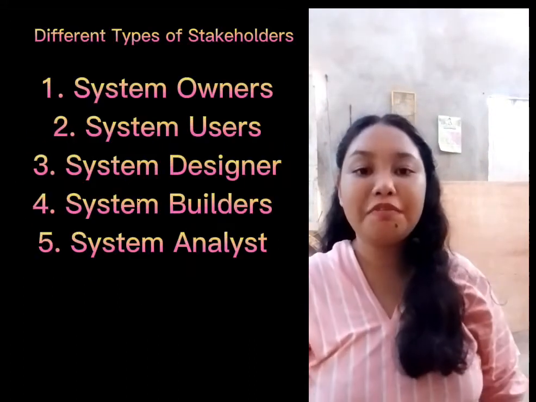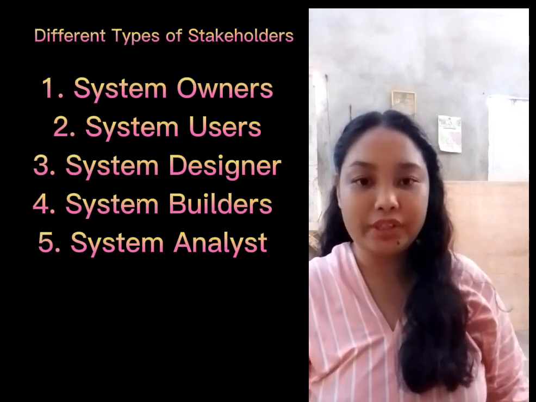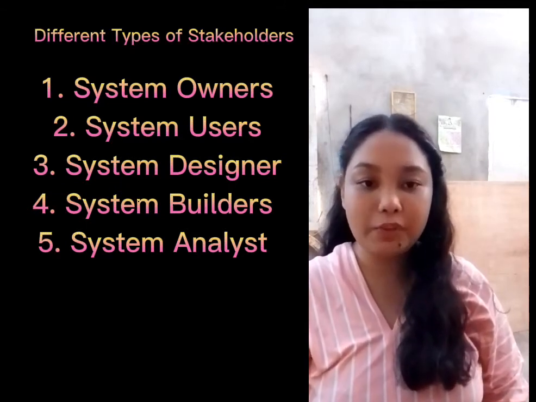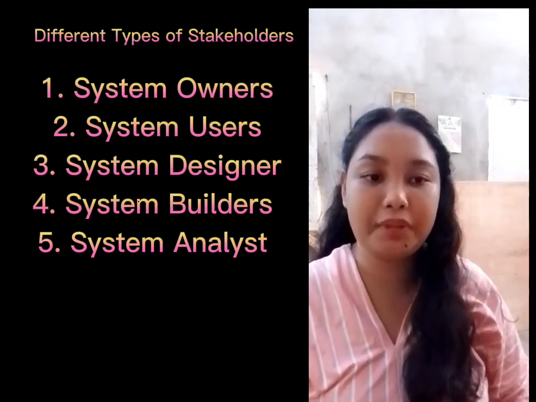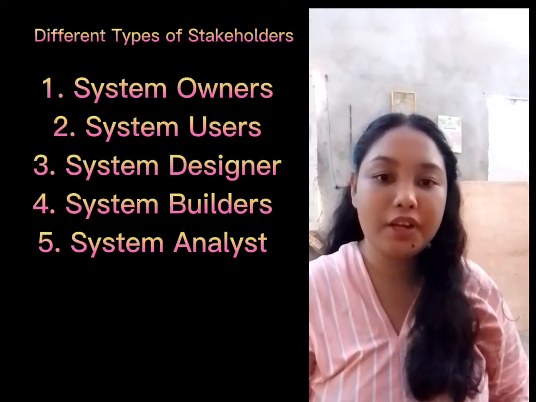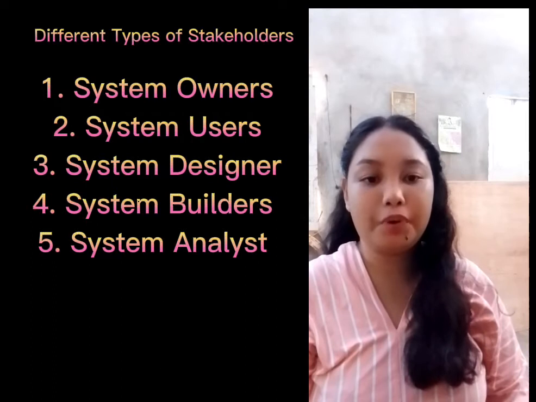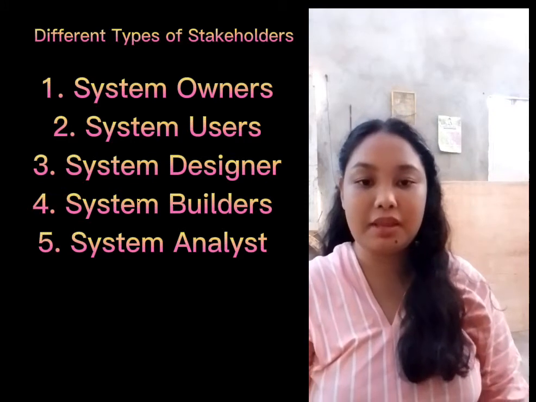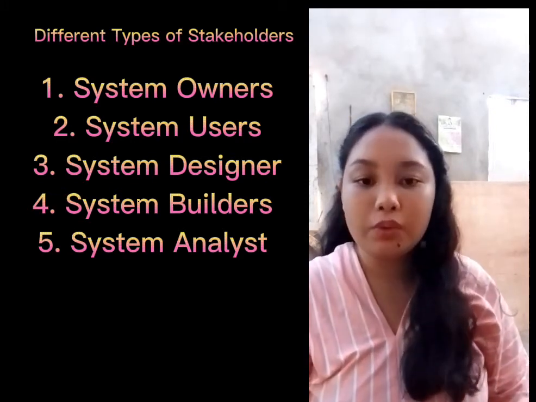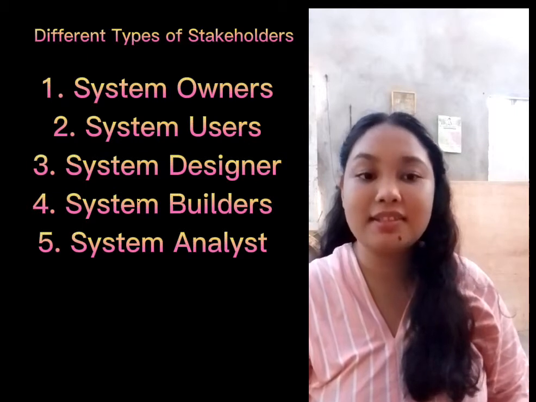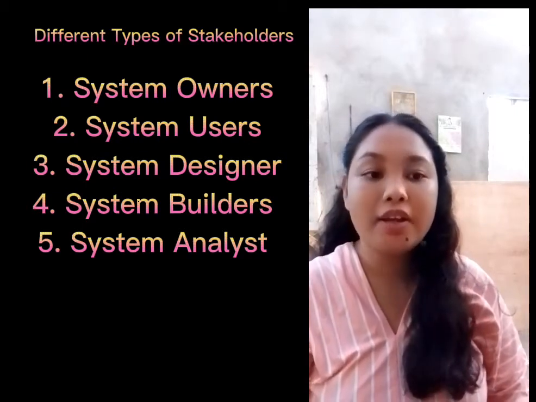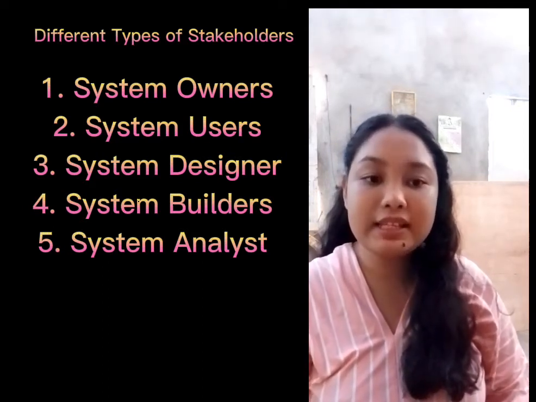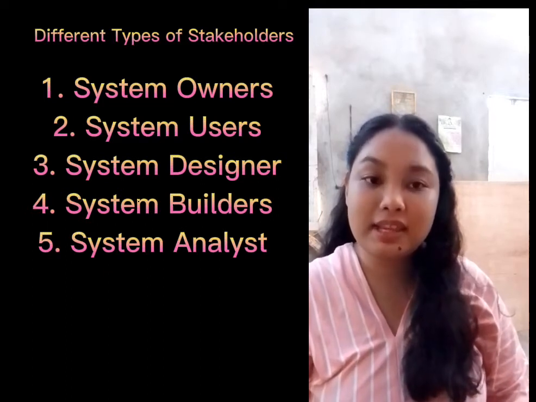So there are five different types of stakeholders. The first one is the system owner. System owners are the individuals responsible for the overall procurement, development, integration, modification, operation, maintenance, and retirement of an information system. For example, when a vendor sells a turnkey system to a host customer, the host customer is the system owner. In the case of a leased system, the lessor is the system owner.